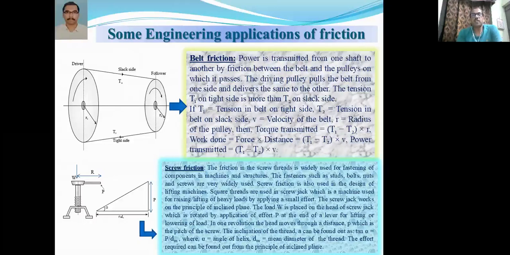car tire is punctured, the mechanic or the driver uses a screw jack to lift the heavy car, and he replaces the punctured tire with a new one. Square threads are used in a screw jack, which is a machine used for raising or lifting heavy loads by applying a small effort. The screw jack works on the principle of the inclined plane. It is also a familiar example of friction in engineering applications.